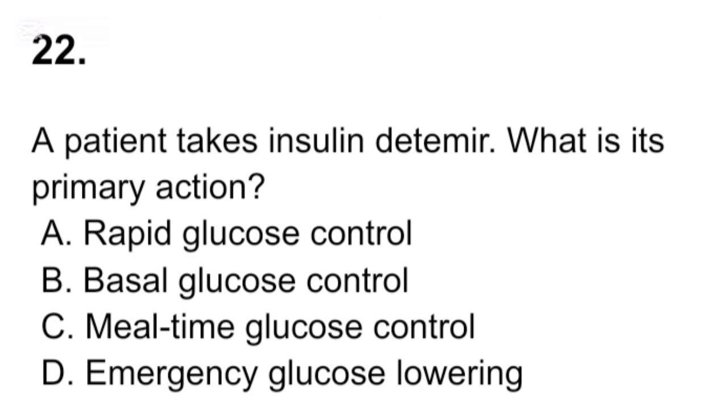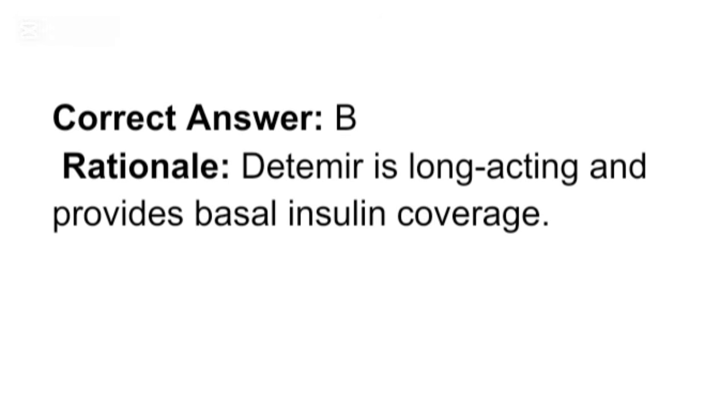22. A patient takes insulin Detemir. What is its primary action? A. Rapid glucose control. B. Basal glucose control. C. Mealtime glucose control. D. Emergency glucose lowering. Correct answer, B. Rationale: Detemir is long-acting and provides basal insulin coverage.